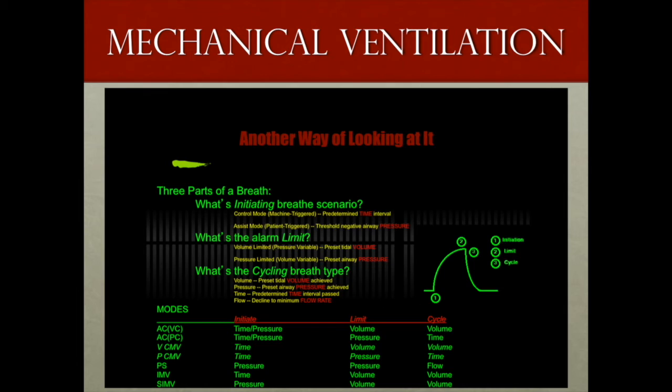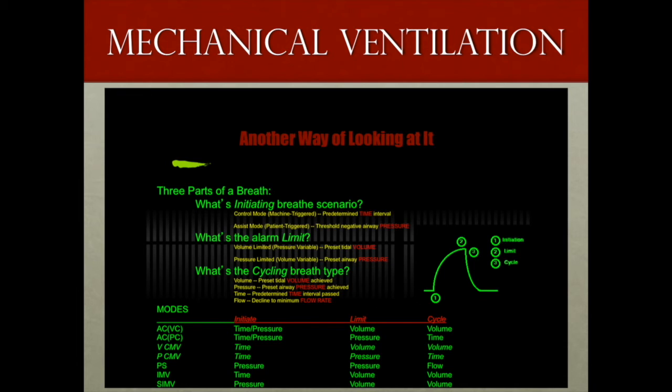And if pressure is held constant, you will have a varying volume depending on the patient's compliance. And then the last characteristic is cycling, what is terminating the breath. Your choices are volume, pressure, time, or flow rate. If you use volume as your cycling mechanism, a breath will be given until a preset tidal volume is achieved. If pressure is your cycling mechanism, a breath will be continued until a preset pressure is achieved. If time is your cycling mechanism, a breath will be continued until a predetermined time interval has passed, which will be based upon your rate and your I to E ratio. If flow is your cycling mechanism, a breath will be continued until flow rate declines to a specific point.